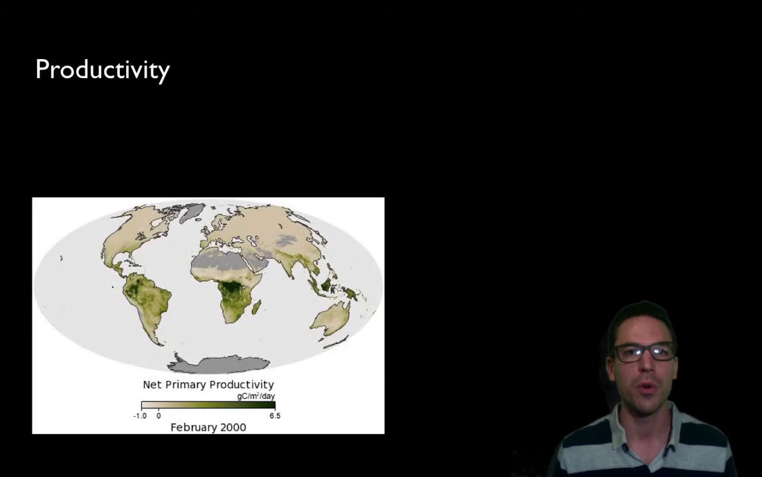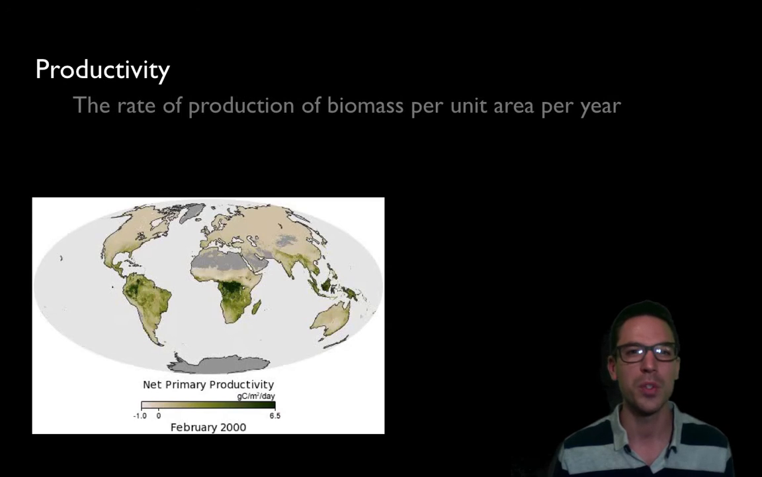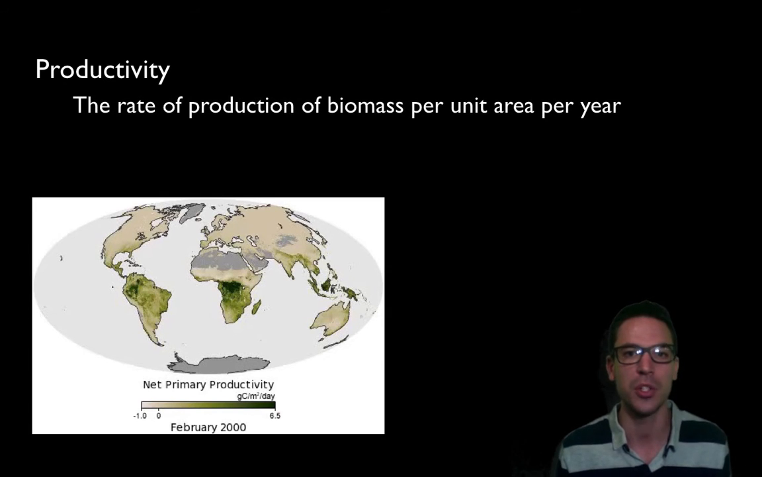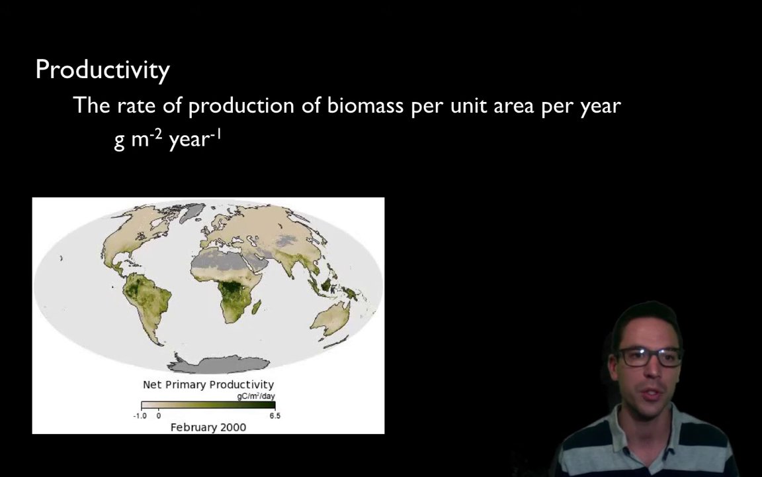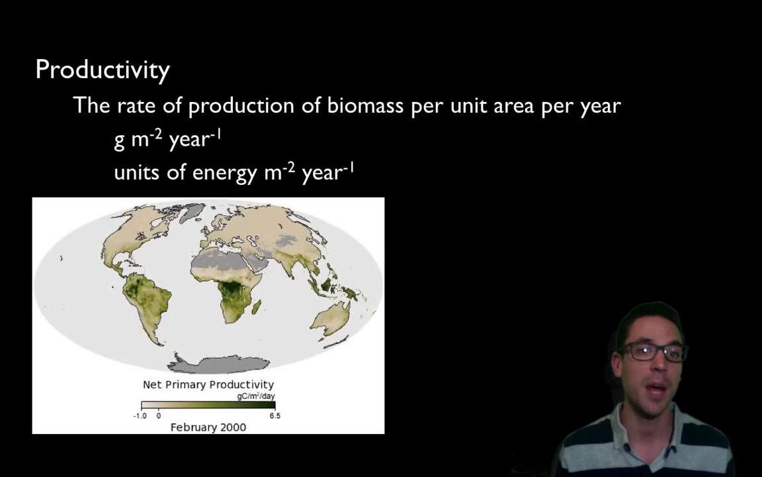So just to review, last video we talked about this concept of productivity, and we said that productivity was a measurement of the rate of production of biomass, the amount of living tissue per unit area per year. So we were able to express that one of two ways. We could talk about how many grams of living tissue per meter squared per year. Just remember that a negative in the exponent means per, so we could say grams per meter squared per year, or we could also talk about how many units of energy are being captured per meter squared per year.